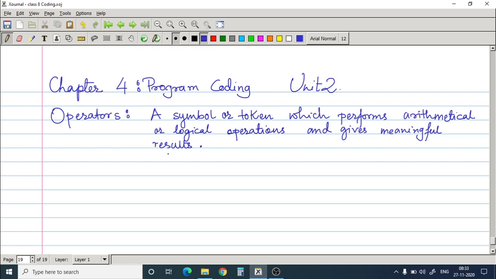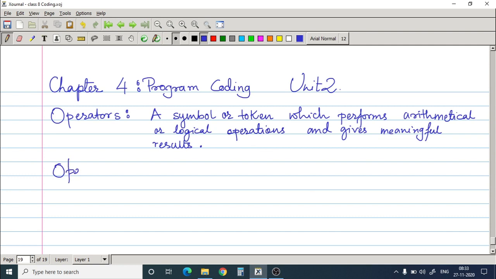Hello everybody. Today we are going to start chapter 4, unit 2. Now in this unit we are going to learn about operators and the different kinds of operations that are there in Java. So what is an operator? An operator is a symbol or a token which performs arithmetical and logical operations and gives meaningful results.